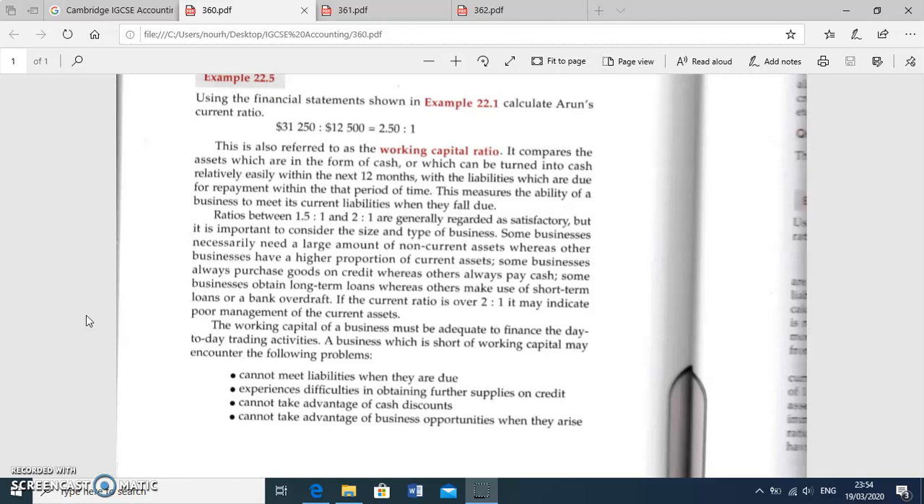And having too low current assets in terms of the current liabilities may make you face problems when you are going to pay your liabilities, and delaying paying your liabilities will make your suppliers lose trust in you, so they may stop supplying you with your raw materials, and you will lose the advantage of taking cash discounts from your suppliers in case you are paying on time.